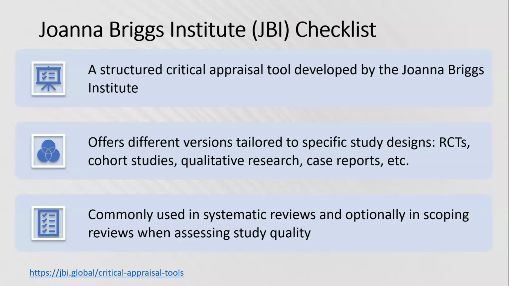First is the JBI checklist, a structured critical appraisal tool developed by the Joanna Briggs Institute. By their institute name only, they have called it the JBI checklist. It offers different versions tailored to specific study designs. As I told, they have different checklists for different study designs. It might be for RCTs, cohort studies, qualitative research, and also for case report studies. It is commonly used in systematic reviews and optional in scoping reviews when assessing study quality.